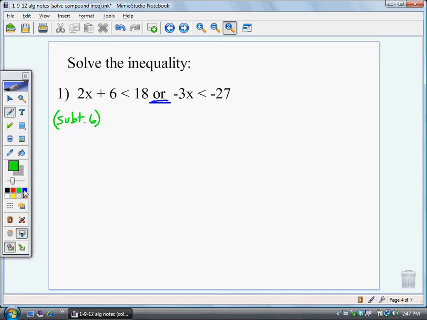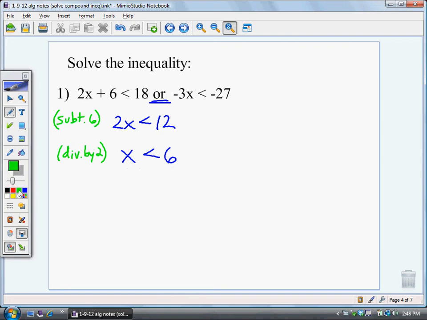And if you subtract 6, the left side is going to be 2x, and the right side is going to be 12. And then after you do that, you're going to divide by 2. And since I'm dividing by a positive 2, I would just leave it as less than sign. I don't switch the inequality.